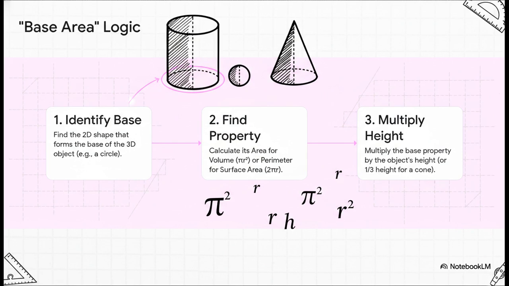So for a cylinder, the base is just a circle, right? Step 2, find the area of that base. The area of a circle, pi r squared. And step 3, you just multiply that base area by the height. And boom, that's your volume.